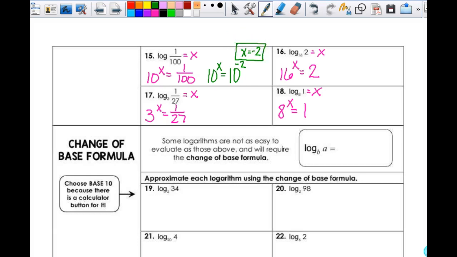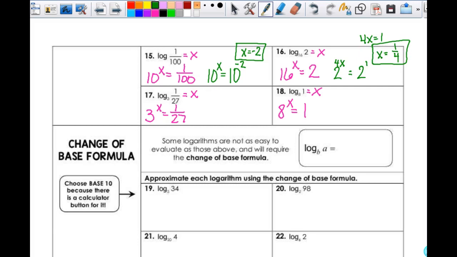So can my common base on number 16 be 16? No, my common base is going to have to be 2. So this is going to have to be 2 to some power equals 2 to some power. Well, this is 2 to the first over here. This has an x on it still, but 16, how do I get 16 from 2 to what power? 2 times 2 is 4, times 2 is 8, times 2 is 16, so it's 4. So that's 2 to the 4x equals 2 to the first. So that means that 4x has to equal 1. So what does x equal? 1/4.